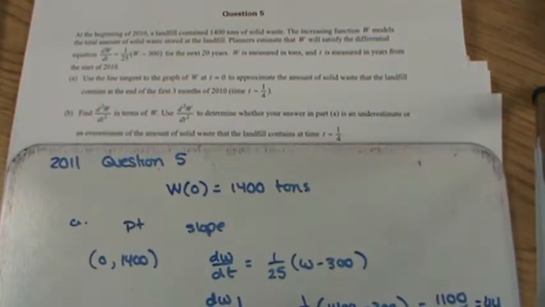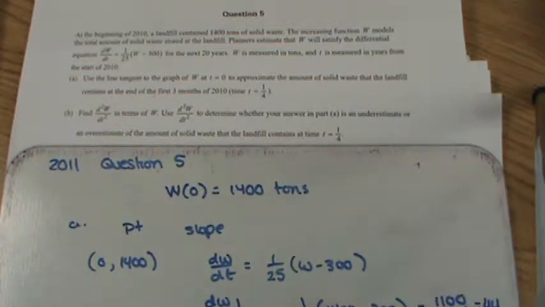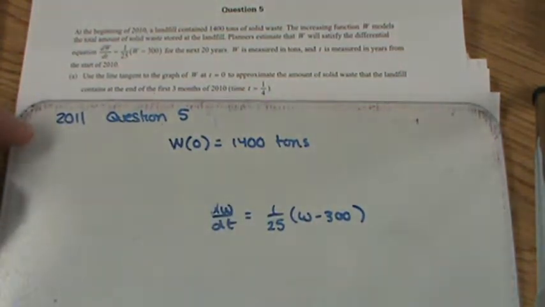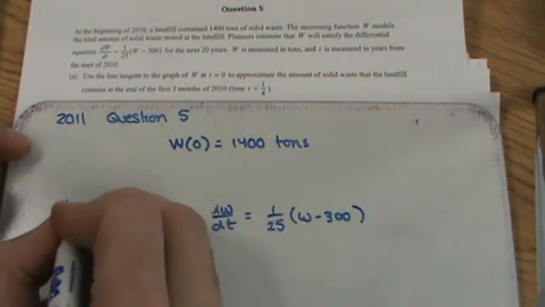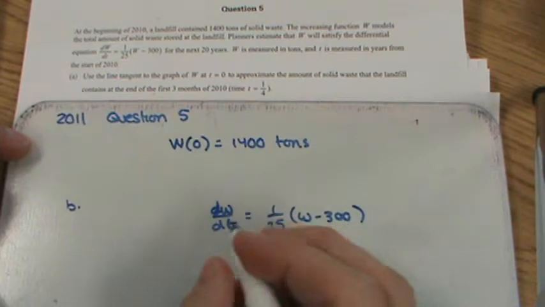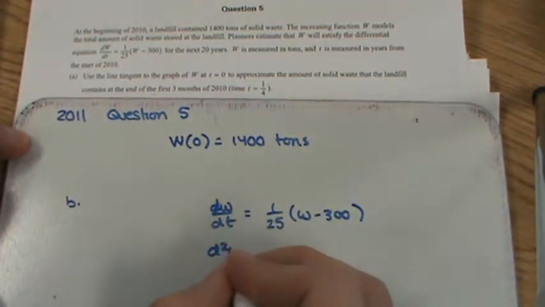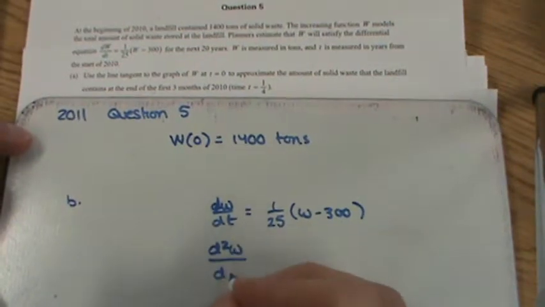Part B, it says find the second derivative in terms of W. Use the second derivative to determine whether your answer in part A is an underestimate or an overestimate of the solid waste in the landfill at T equals 1/4. So let's find that second derivative. Okay, we're going to take that differential equation that they gave us. And the big thing you got to remember, to do the second derivative, you got to remember what your variables are. This is with respect to T here.